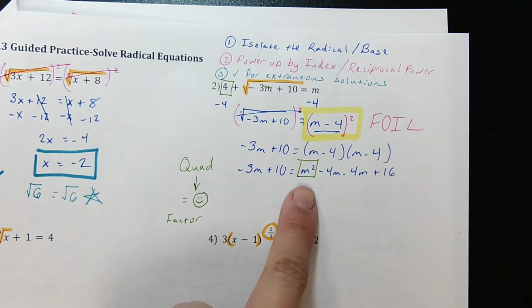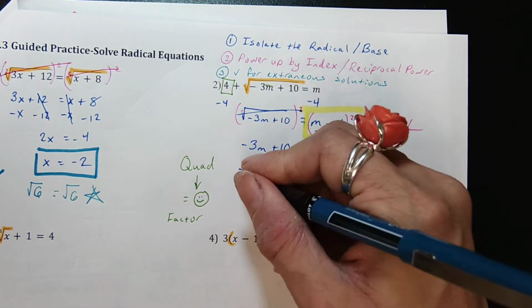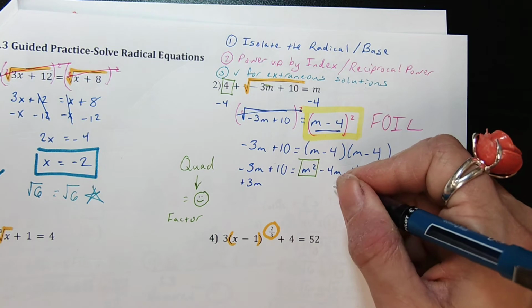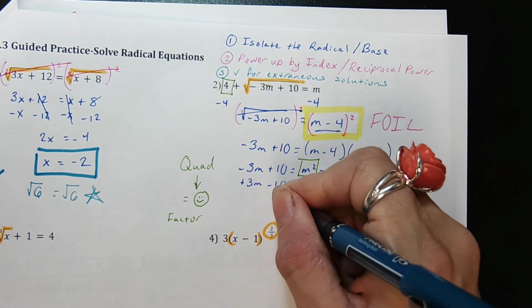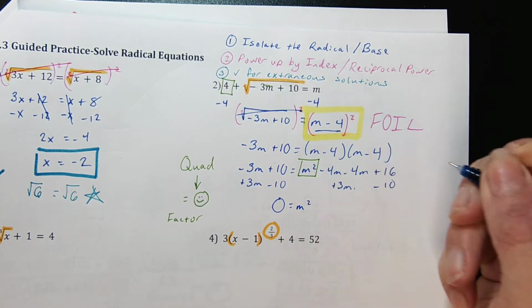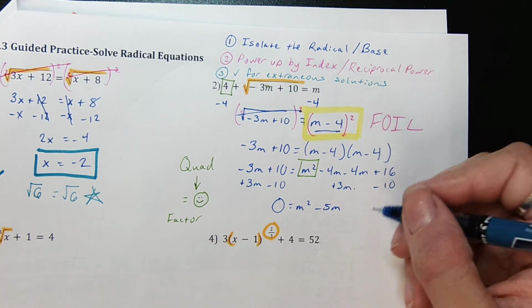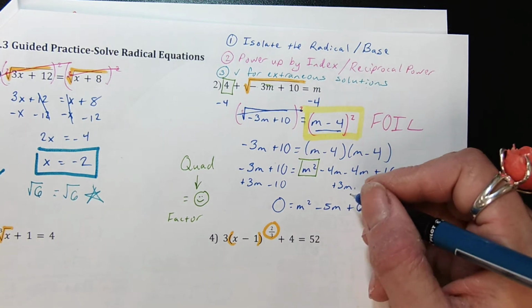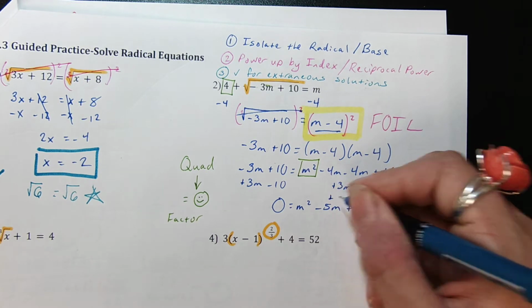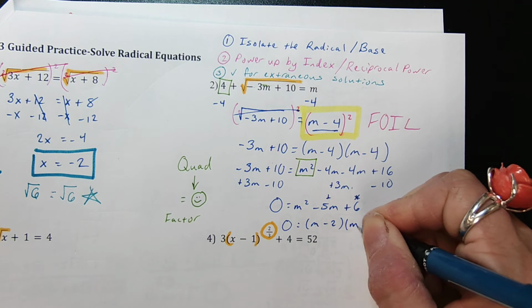So folks, I'm going to try to keep that m squared term positive, and I'm going to move everybody else over to the right side to get it to be equal to 0. So plus 3m, minus 10, minus 10, and we get 0 equals m squared. Let's see, minus 8m plus 3m is minus 5m, and then we get a plus 6. So now it is equal to 0, so we want to try to factor it. We're looking for a product of 6 and the sum of negative 5, so m minus 2 and m minus 3.